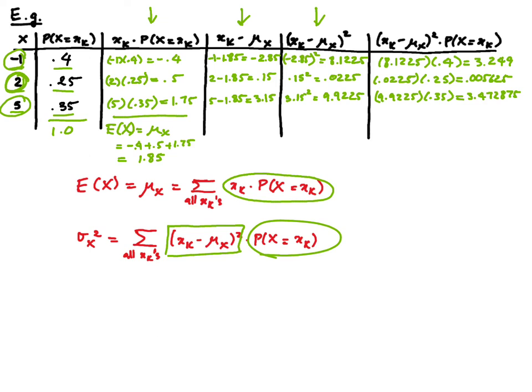Now the idea is, in order to get the variance, you want to sum up all the values in this last column. So if you sum up all the values in this last column, you have the variance sigma x squared, which is going to be equal to 3.249 plus 0.005625 plus 3.472875, and that gives us 6.7275 as the variance.